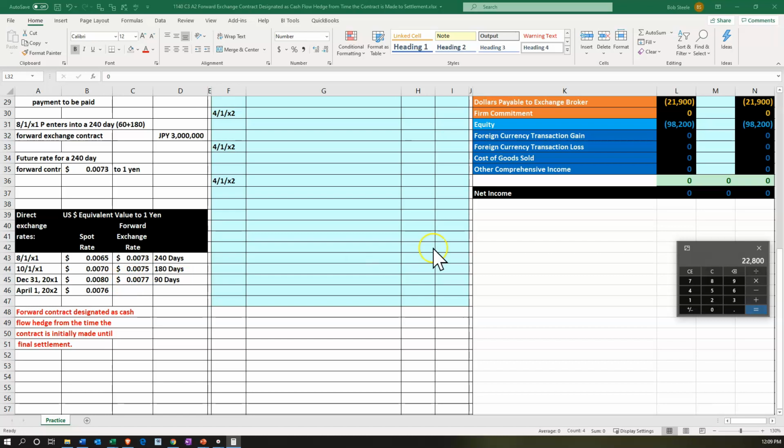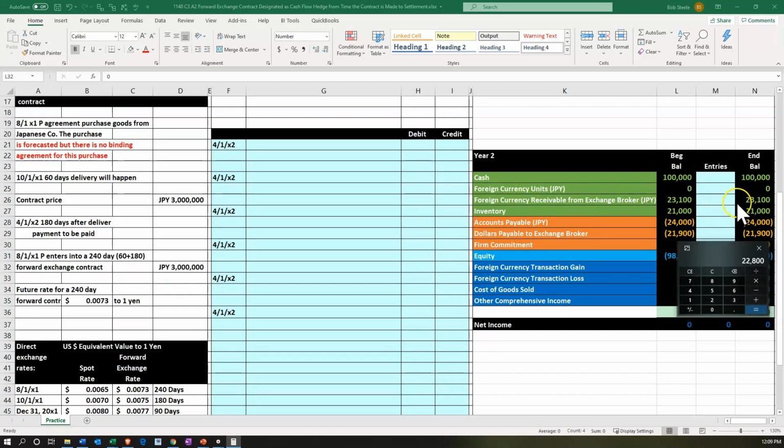That's going to be the 22.8. What's currently in there is the 23.1. So minus the 23.1, that's going to give us a $300 difference. So we're going to say, all right, that $300 difference is going to be a loss, by the way. It's going to be a loss.